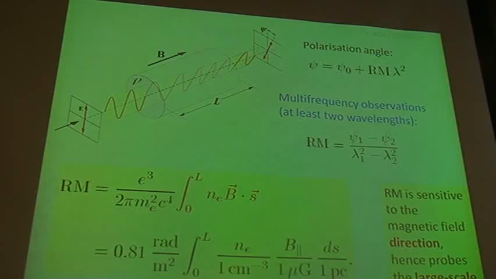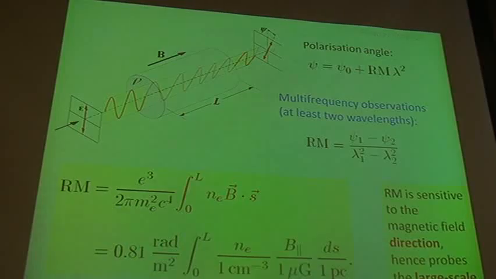What is remarkable here is that this Rm depends on the magnetic field itself. If I replace B by minus B, Rm will be replaced by minus Rm. So this Rm has a sign. And the sign of Rm will tell me whether the magnetic field is directed towards me or away from me. And it's a very useful thing.